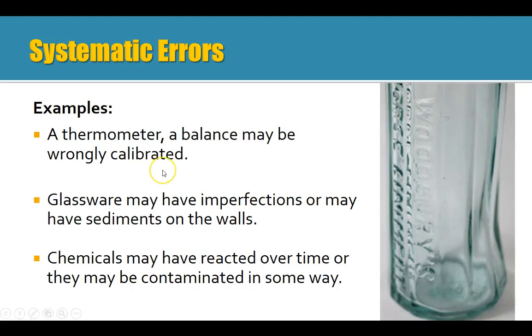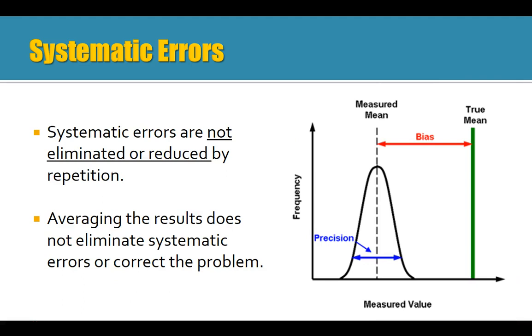So examples of systematic errors include a thermometer, glassware that might have imperfections on it, so it may not correctly represent the volume that it says it is, and chemicals that may have reacted over time or become contaminated may not be a true representation of the interaction occurring.